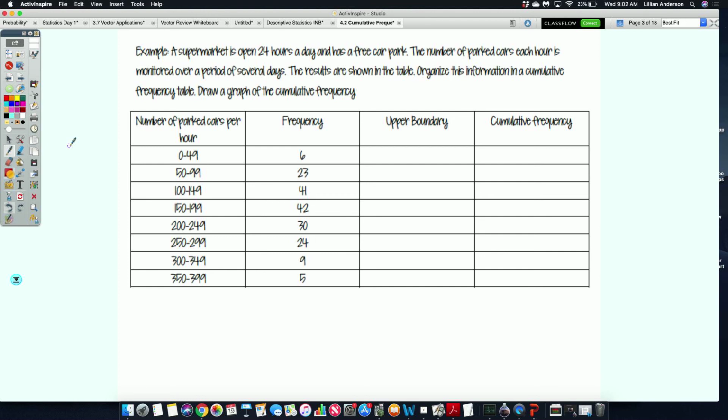Again, we looked at the number of parked cars per hour. As we see, the lower limit and upper limit do not overlap. So that means that the upper boundary has to be what? 49.5. Remember, it's the midpoint between the upper limit of one class and the lower limit of the following class. Let's keep going. What's the next one? 99.5. Very good. The next one? 149.5, and it continues like that for all of the classes.